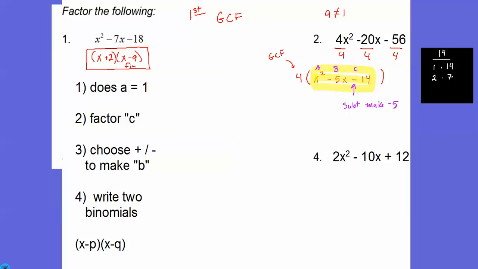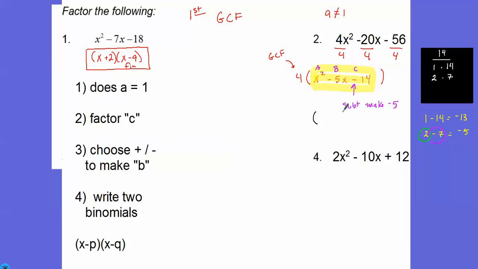Now what I need to figure out is which of these values will subtract and make negative 5? If I were to take 1 minus 14, I would get negative 13. That's not it. 2 minus 7 will actually equal negative 5. That's the set that I want. I will notice something else. My first value is a positive 2, and my second value is going to be the negative 7. So those are the two values I'm going to put into my binomials.